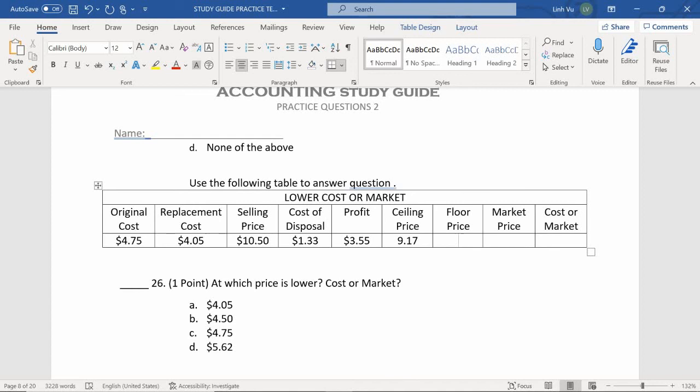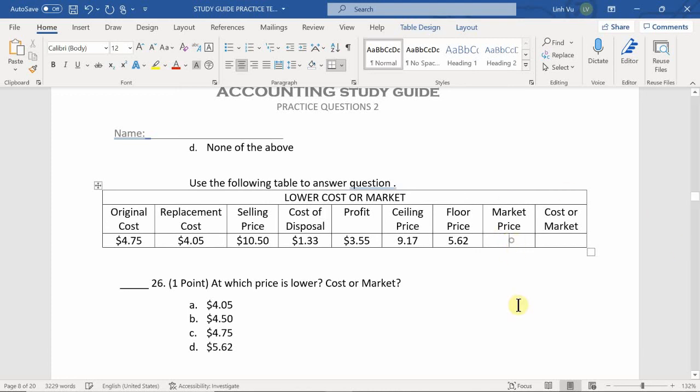All right, how do I solve for the floor? The floor is the ceiling minus the amount of profit. So what is the profit? The profit is 3.55. So 9.17 minus 3.55 is 5.62. Okay, so now we need to determine the market value by comparing 3 numbers. What are they? The ceiling, the floor price, and the replacement price. Okay, good. So which one's in the middle?